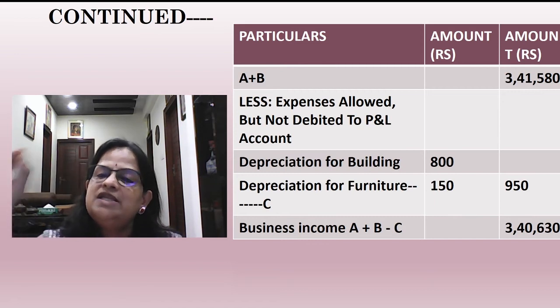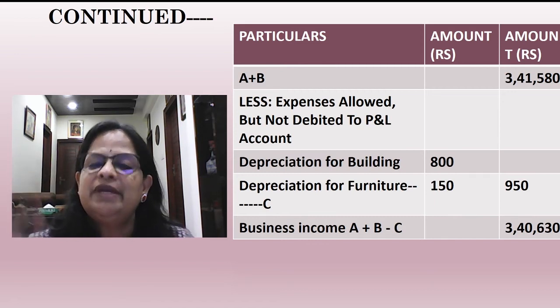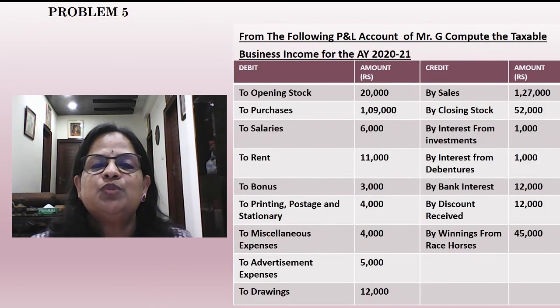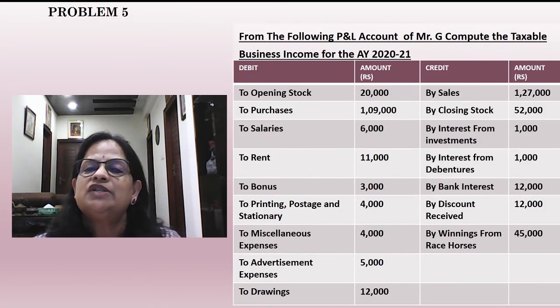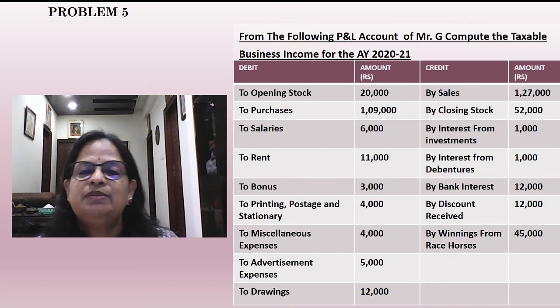So we are getting a higher value than what is claimed by the proprietor. Now we will go to the next problem. From the following profit and loss account of Mr. G, compute the taxable business income for the assessment year 2021.